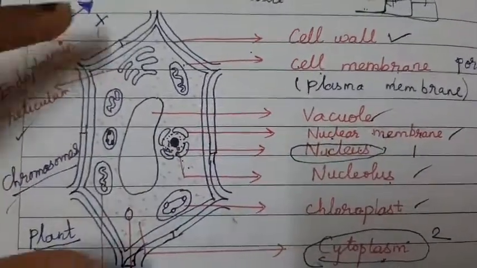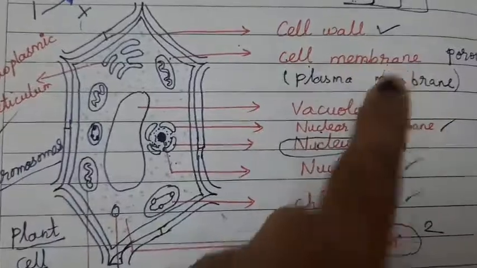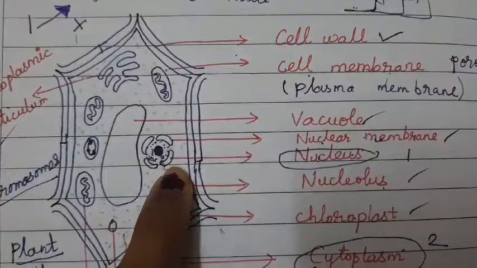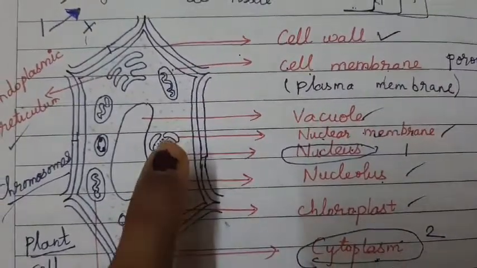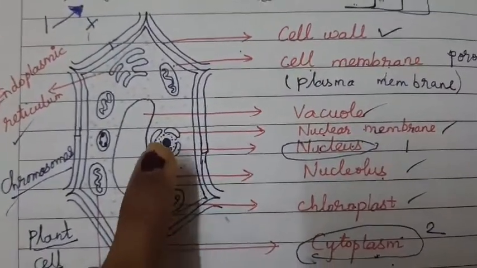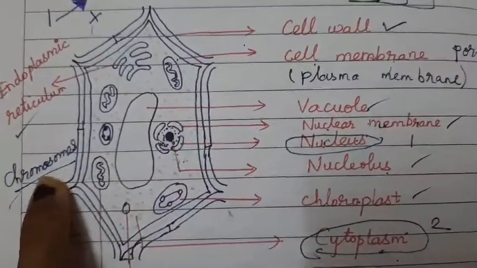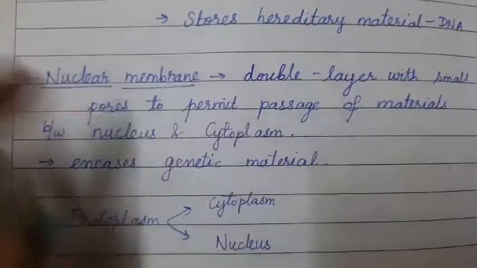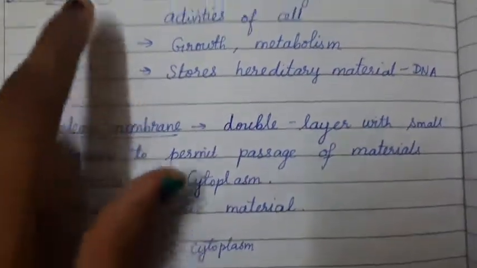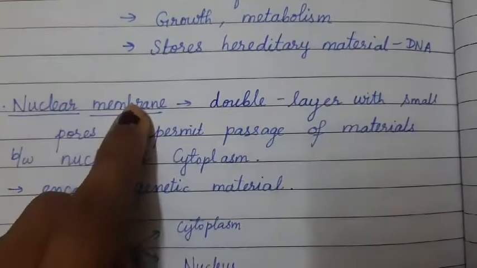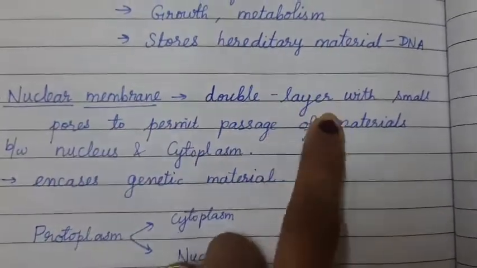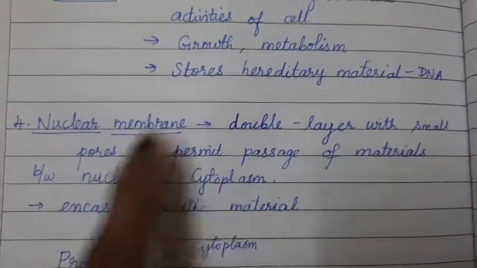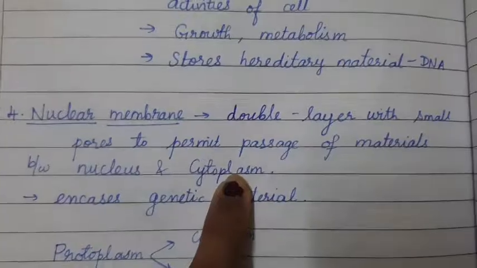A cell already has its protective layer, the cell membrane, yet you would again find a protective membrane for the nucleus because this is an important organelle. Since it carries the genetic information, it has to be protected well. So the protective shell of the nucleus is the nuclear membrane. The nuclear membrane is a double layer with small pores to permit the passage of materials between the nucleus and cytoplasm.